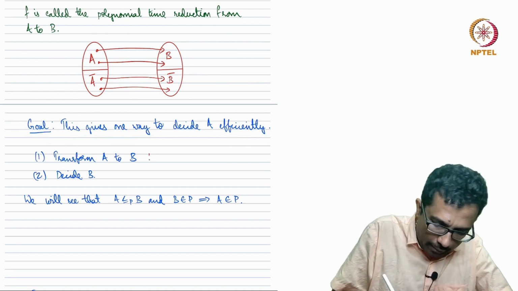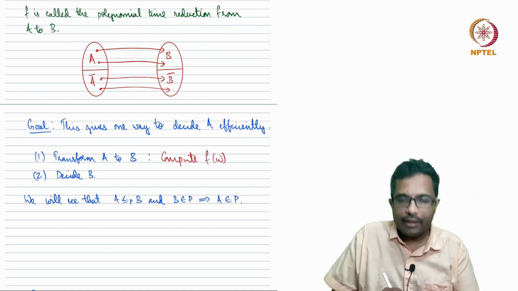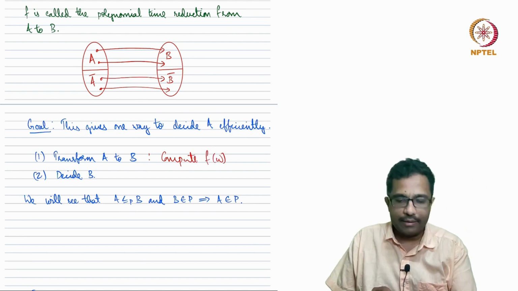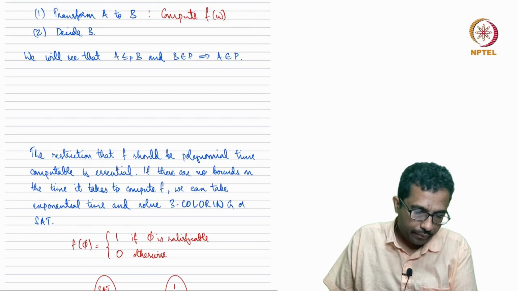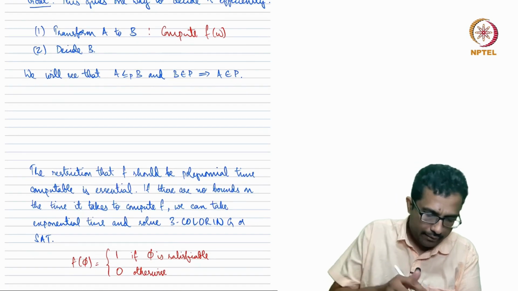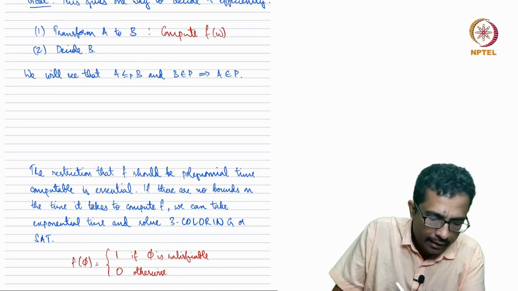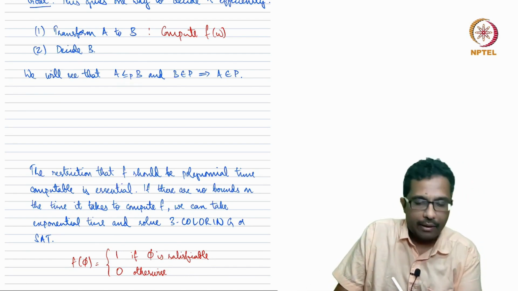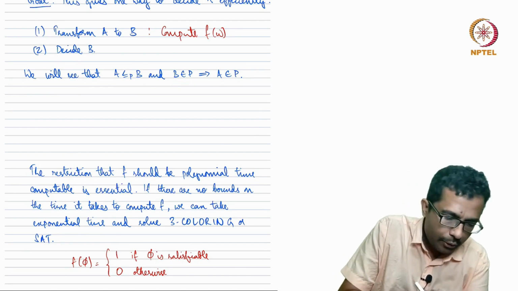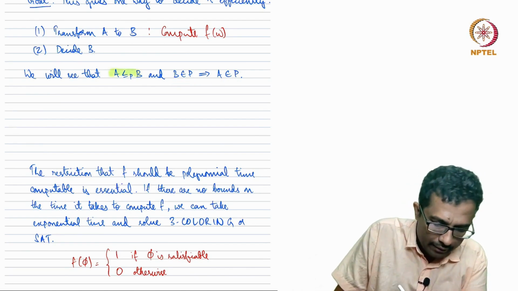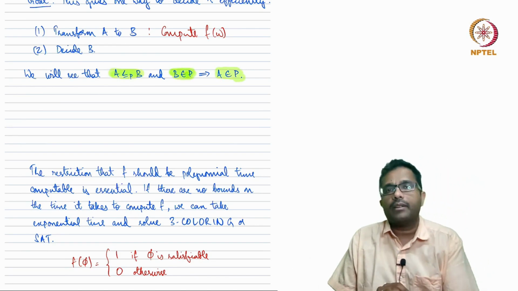So transform A to B means compute f of w given w and then use the decider of B to decide B. Later we'll see the following: suppose A is reducible to B in polynomial time and suppose B is in P, this will imply that A is in P. This is going to be one of our main results that we will use. Suppose A is reducible to B and B is in P, then A is also in P.